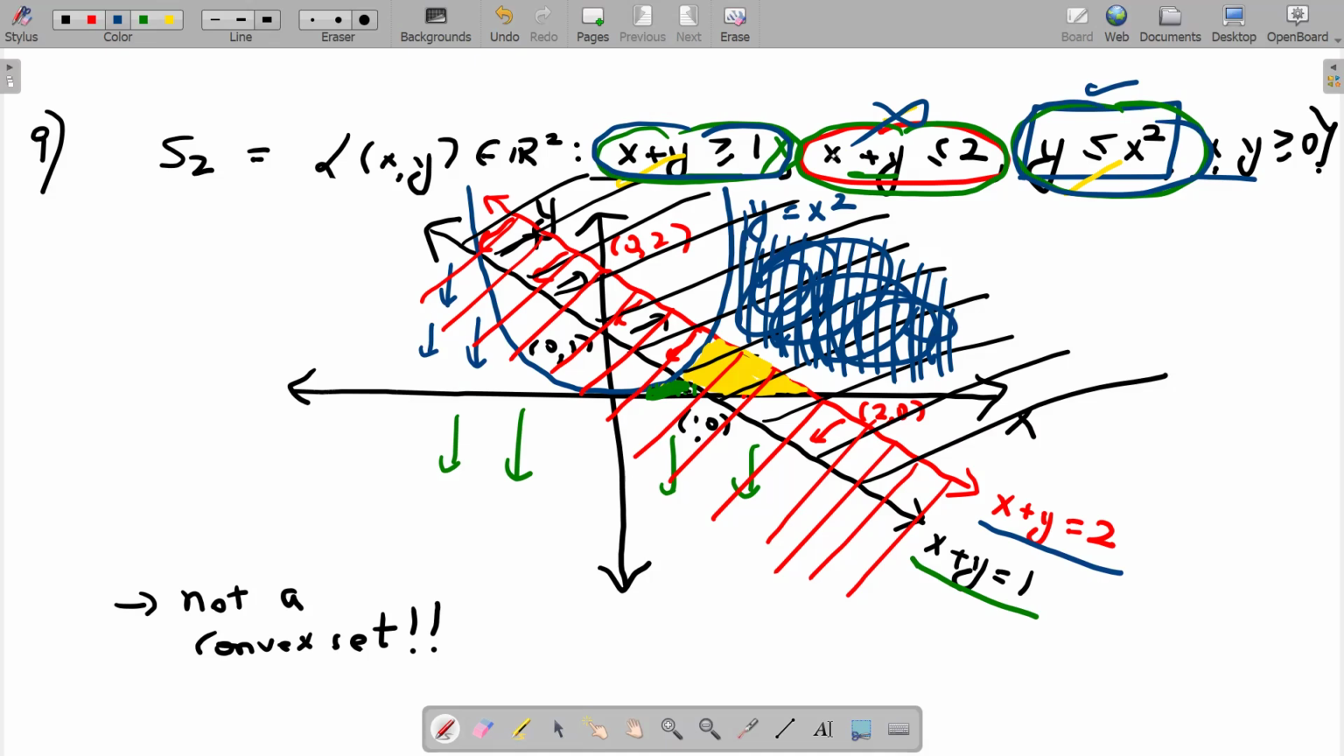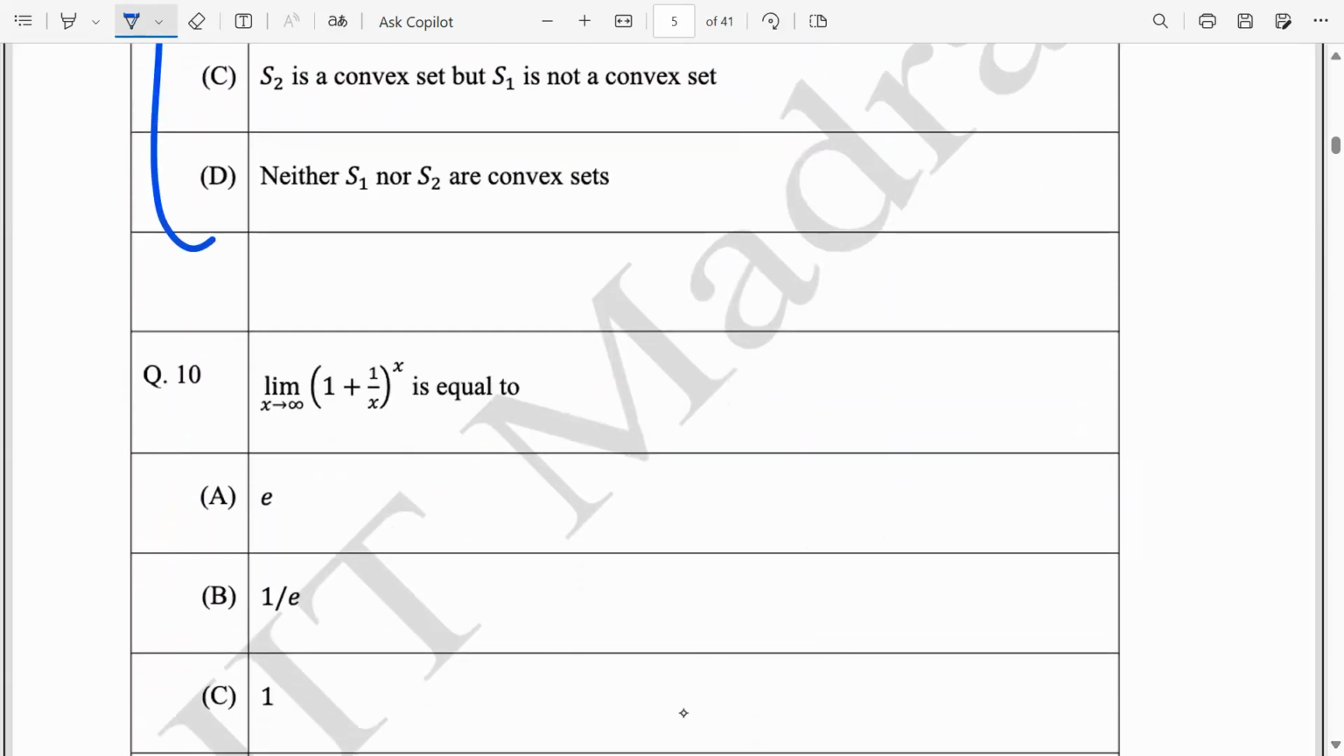Okay, so this is where I stop in this particular lecture. We have solved till question number 9. In the next lecture, I'm going to start with the discussion of question 10.